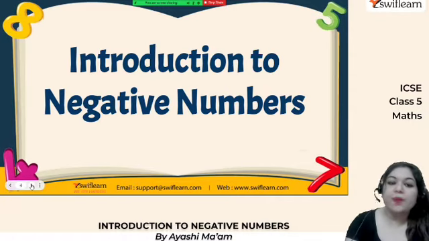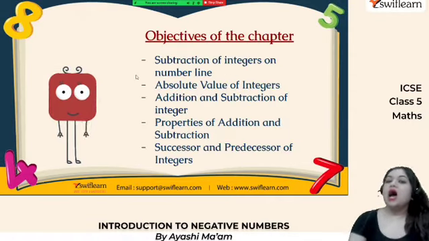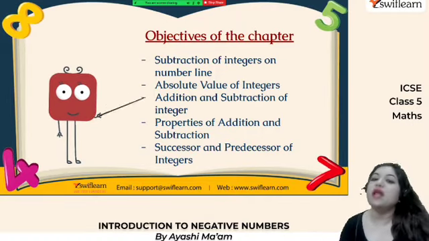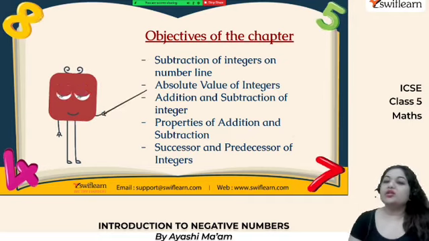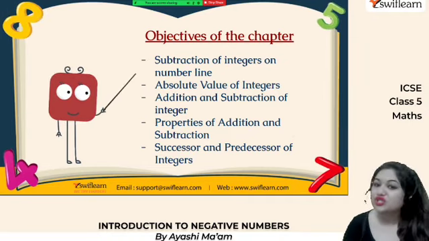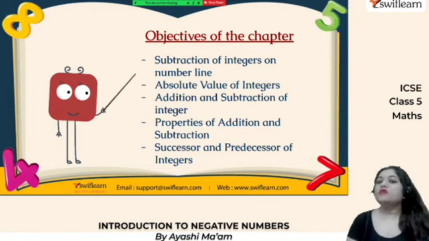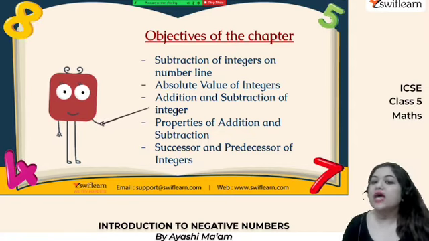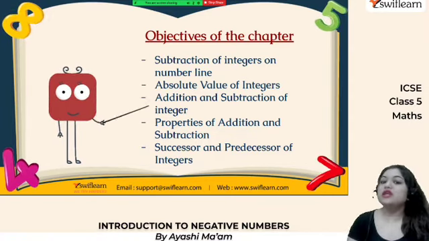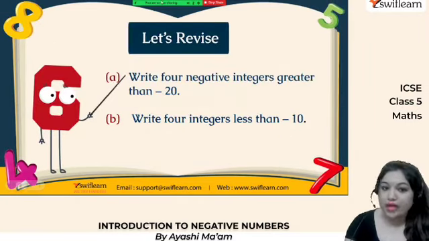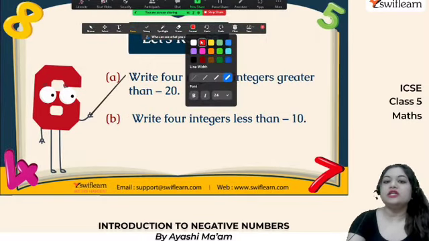Now, coming to part 2 of negative numbers. Our objectives: we will be learning about the subtraction of integers on the number line. In the previous part, I taught you about the addition of integers on the number line. Here we will do subtraction of integers on the number line, and also the absolute value of integers, addition and subtraction of integers, properties of addition and subtraction, and successor and predecessor of integers. So we have a lot of things to do today. Now let's do a brief revision.